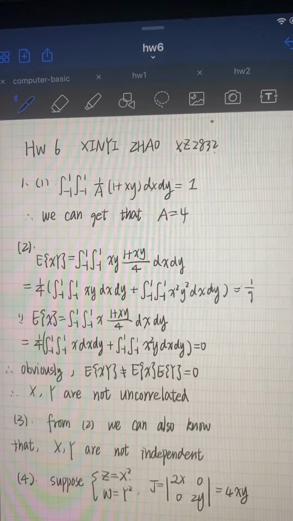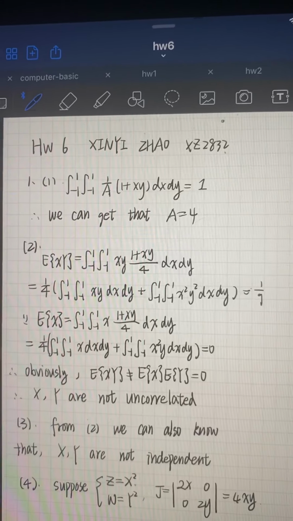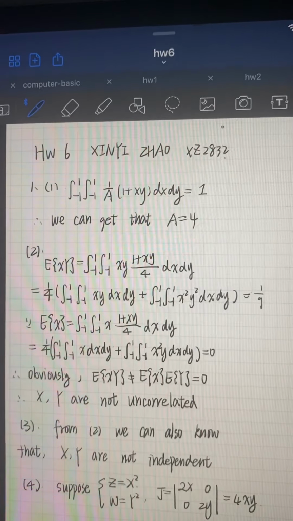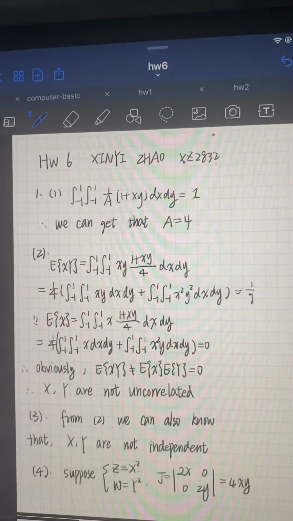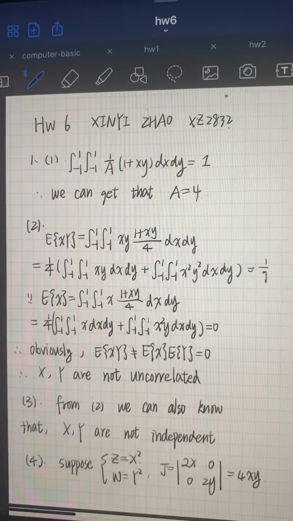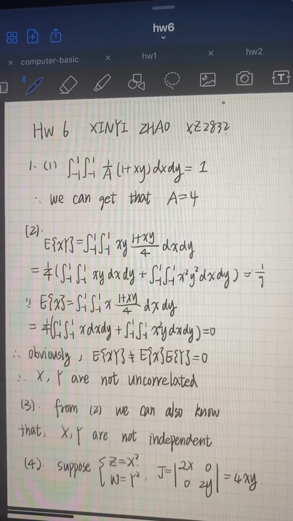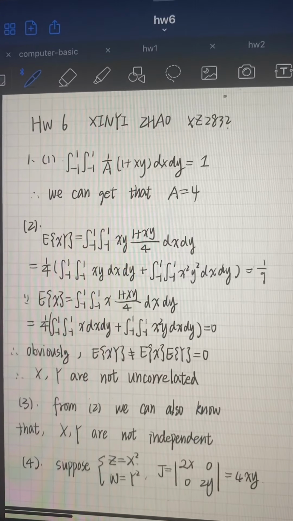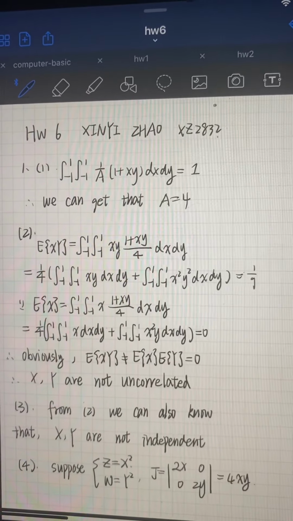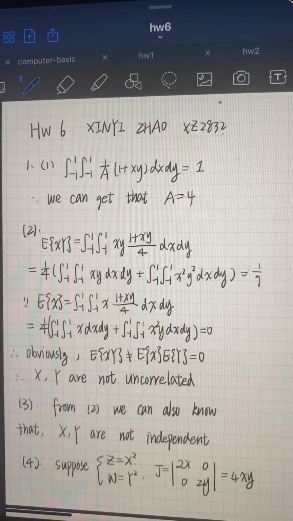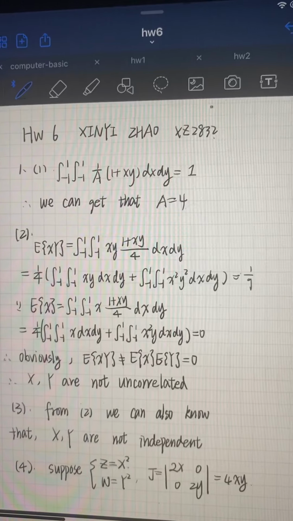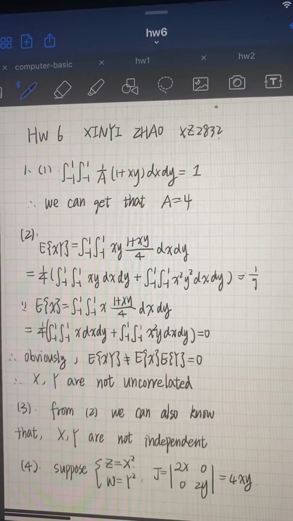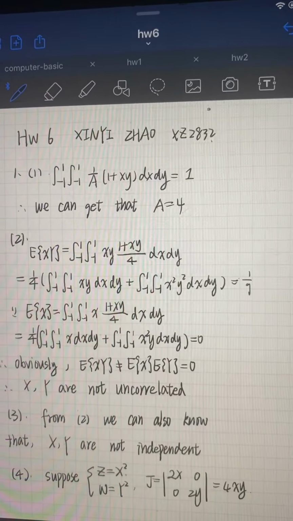As for the second and third sub-questions, are X and Y uncorrelated and independent? Show your answer. We can calculate E[XY] and compare it with E[X] and E[Y]. After we calculate the value of E[XY], we integrate from -1 to 1 over x and y. So easily we can get that it equals 1 divided by 9.